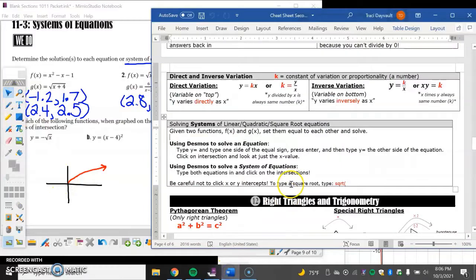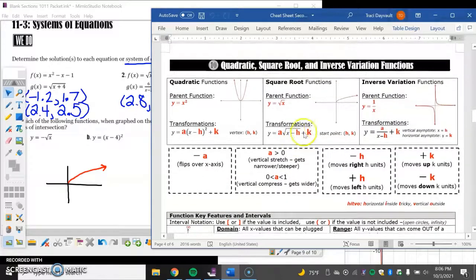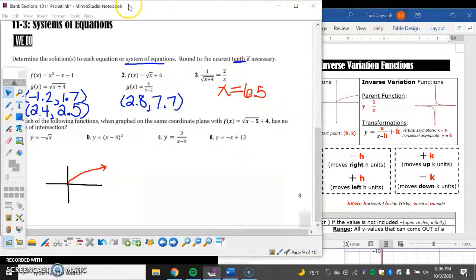But like we learned in the last section, those numbers are going to transform the parent function. We have h and k are going to shift this.